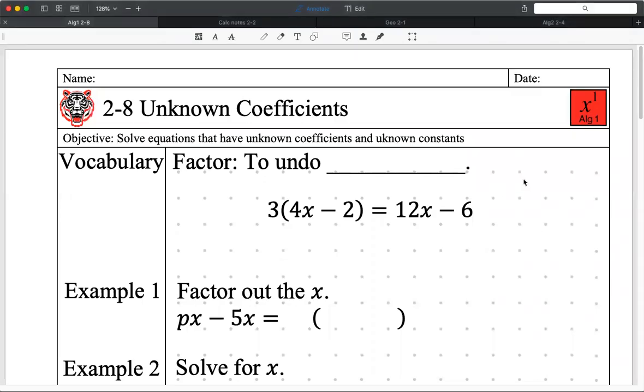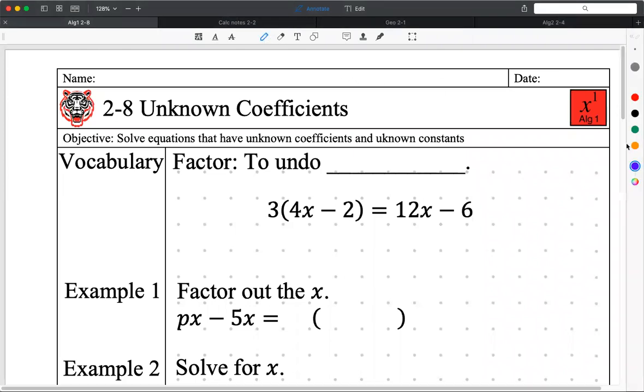All right, we're live. Algebra 1, Notes 2-8, Unknown Coefficients. Today's date is Thursday, September 17th, 2020.